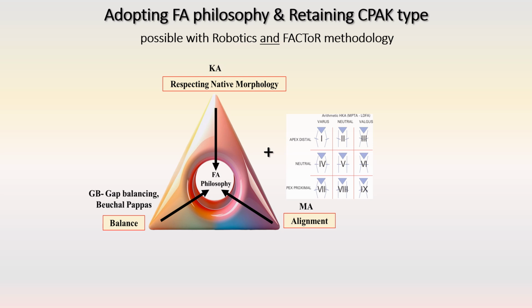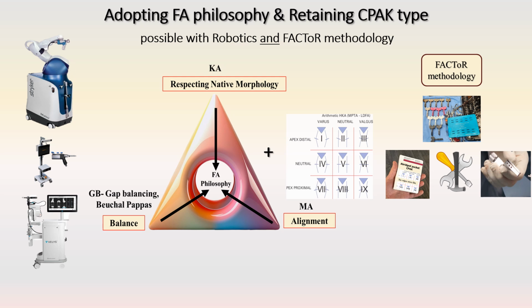It's now very obvious that one can adopt an FA philosophy and retain the CPAK type consistently with both robotics and factor methodology. The time has now come to see whether there's any advantage of one method over the other. Now, do robots have any advantage over factor methodology? The answer is yes. Using robots, we can actually dial in the flexion of the femoral component and thereby adjust space. This is part of the sagittal balance, although we do a sagittal balance in factor methodology as well, we're not able to flex the femoral component to adjust balance. So in that aspect, the robotics does score over factor methodology.